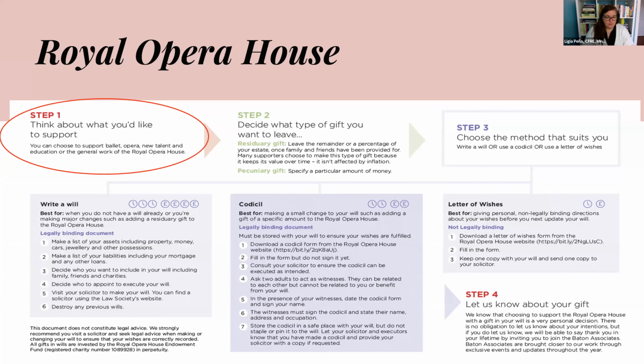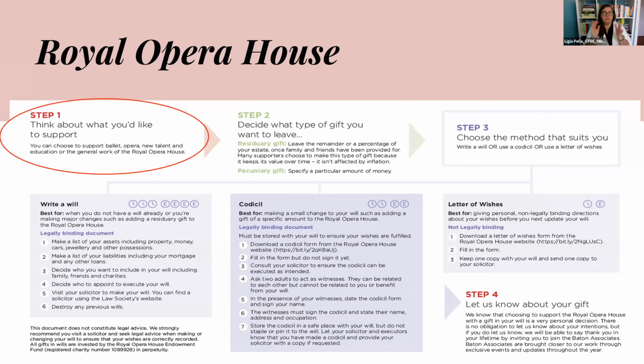What they did is they created this infographic to help people. The main idea was to remove loss aversion, right? Demonstrate that it can be quite straightforward, and these are the steps that the donors have to follow in order to leave a gift in their will. So think about what you'd like to support, and then step 2 is decide what type of gift you want. So they put residual versus pecuniary. This is a major thumbs up to them, to put residual gifts first before pecuniary gifts.